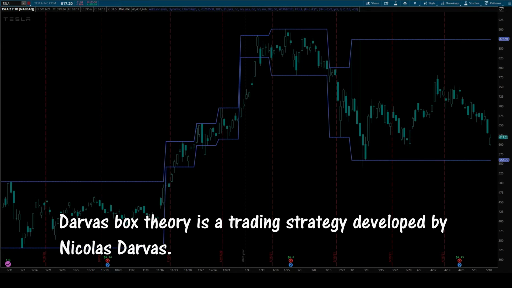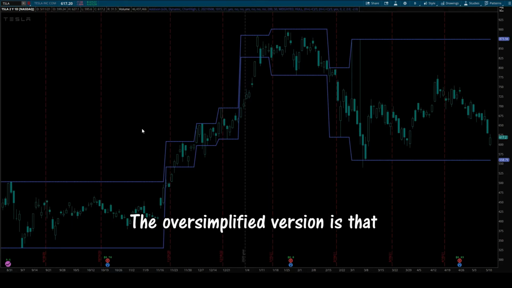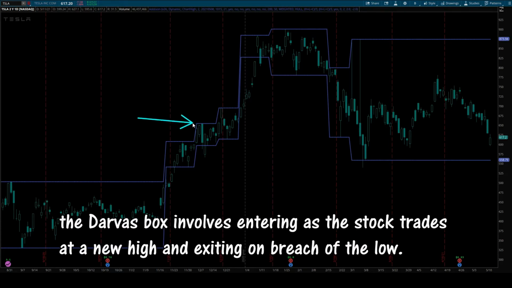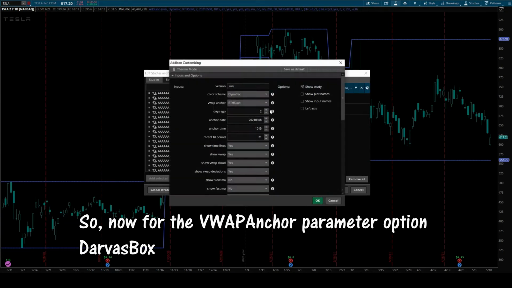Darvas Box theory is a trading strategy developed by Nicholas Darvas. If you are not familiar with it, there is plenty of information about it scattered around the internet. The oversimplified version is that the Darvas Box involves entering as the stock trades at a new high and exiting on breach of the low. Trading is aided by drawing a box around the recent highs and lows to identify entry and stop loss.